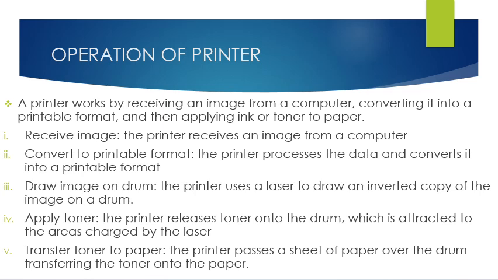So, drawing image on drum. The printer uses a laser to draw an inverted copy of the image on a drum. So apply toner. The printer releases toner onto the drum, which is attracted to the areas charged by the laser. Transfer toner. The printer passes a sheet of paper over the drum, transferring the toner onto the paper. So the drum and the paper have to work together. The paper has to roll on the drum so that it will be able to bring out the appropriate content.